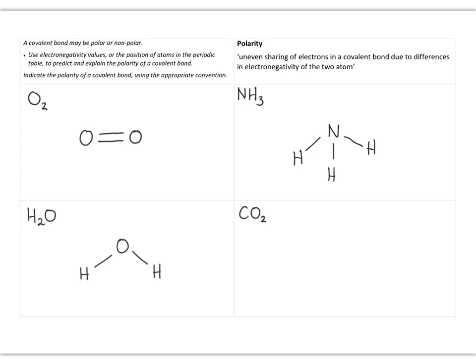So firstly, in oxygen, both oxygen atoms have the same electronegativity. Each element has its own electronegativity, so both oxygens would have the same electronegativity. So that would mean that this bond here would be what we call non-polar, because both atoms have the same electronegativity. So if there's no difference in electronegativity, there's no polarity, so it's non-polar. So both atoms have identical electronegativity.